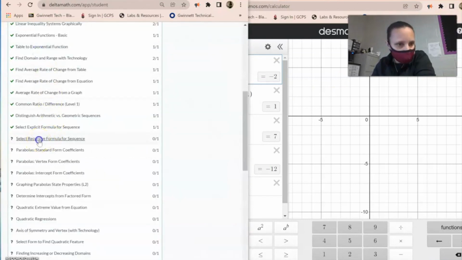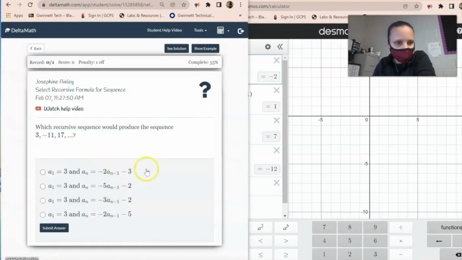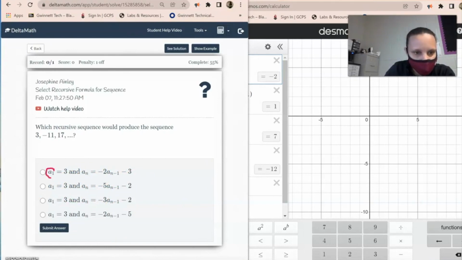All right. Select recursive formula. So again, we're working backwards. What this one is saying is, which recursive formula would produce this sequence? They tell you that the first term is 3, and then they're asking you in general what happens. This one's not really a calculator problem, it's just understanding.